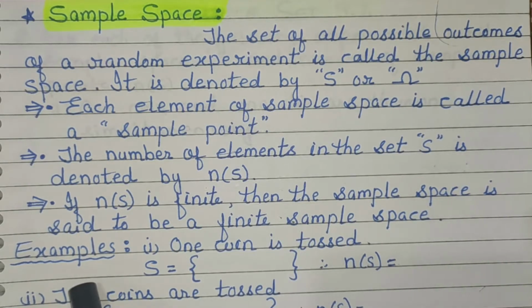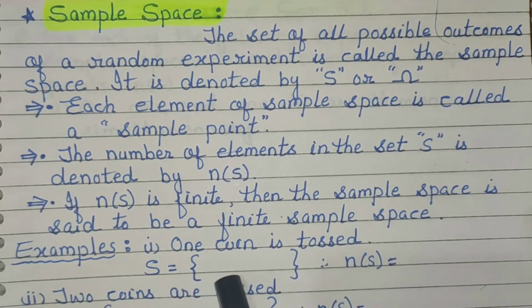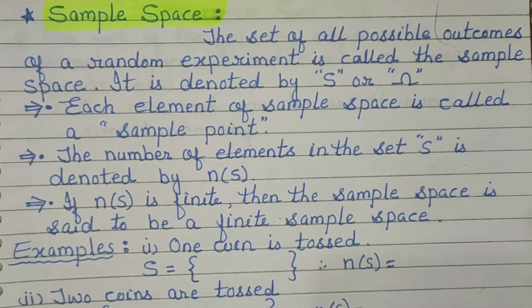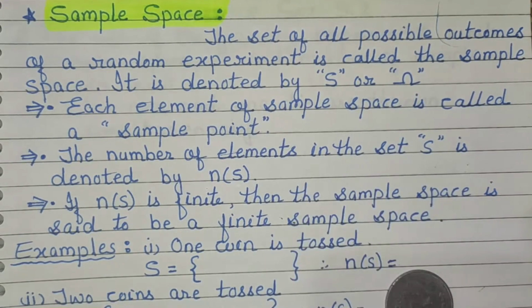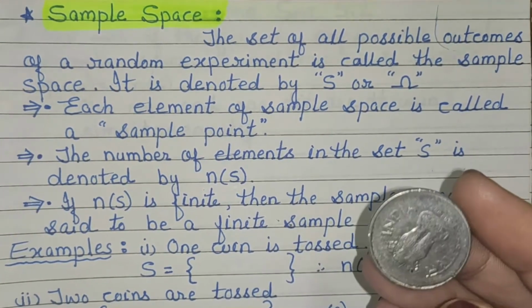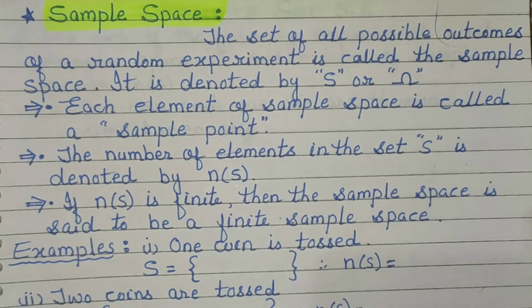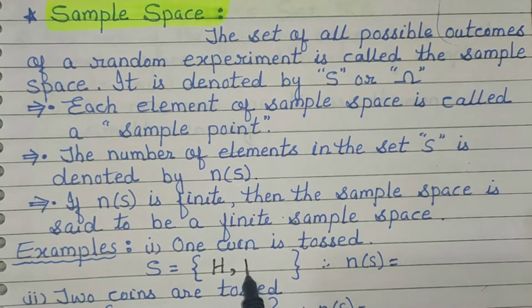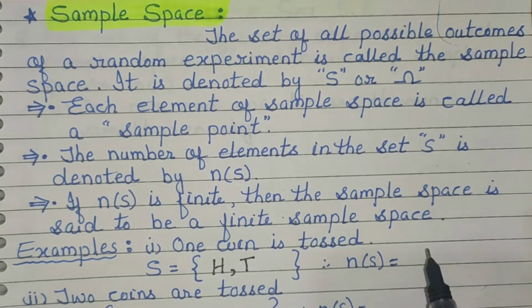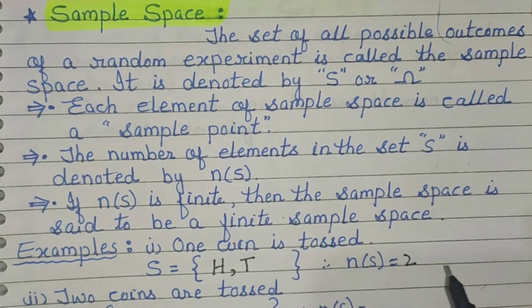Now look at the examples here. If one coin is tossed, then either we get a tail or we get a head. Therefore, write down here S = {H, T}. Therefore n(S) = 2.